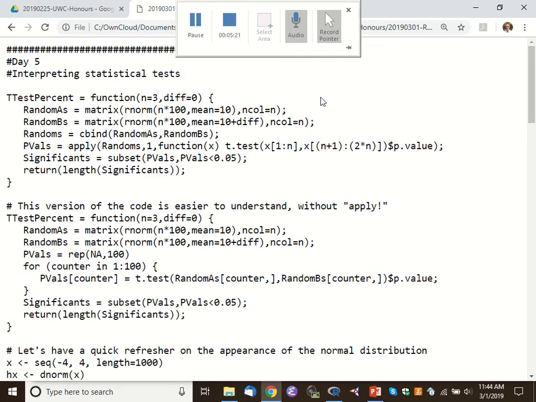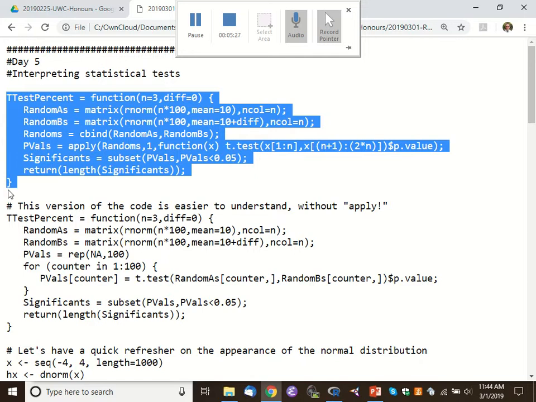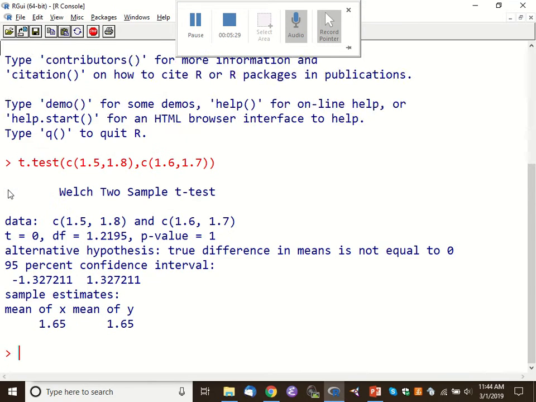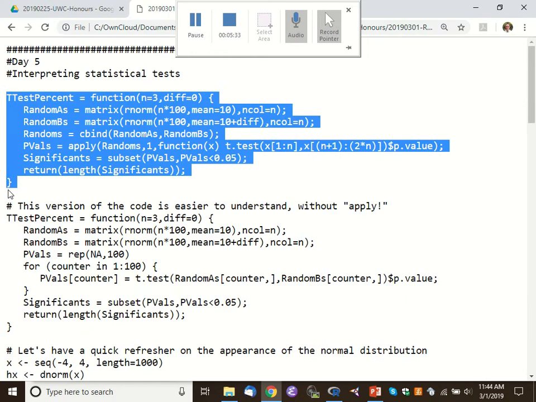All right, so I'm going to enter this code into R so that I have my function available to me, my Ttest percent. So let's walk through what happens within this code.